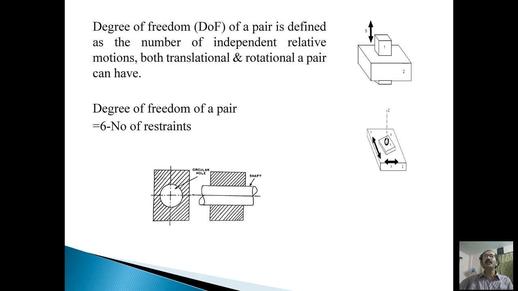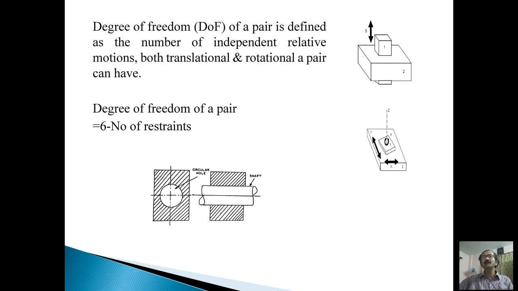Now, degree of freedom of a pair is defined as the number of independent relative motions, both translational and rotational, a pair can have. So, the degree of freedom of a pair is nothing but 6 minus the number of restraints. Now, in the first diagram, one rectangular block is inside another rectangular block. So, there is only translational movement in one direction and other motions are restricted. So, in this case, the degree of freedom is 1.